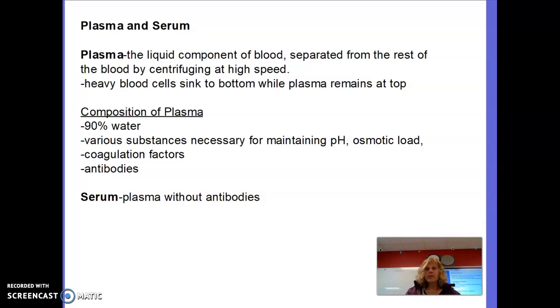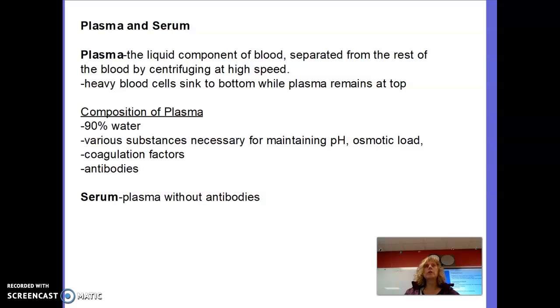Hello, human biology students. I'm just going to really quickly finish up talking about blood, and then we're going to move into the heart. So I think this is right where I left off last week when I talked about blood. So that plasma, we talked about platelets and plasma.